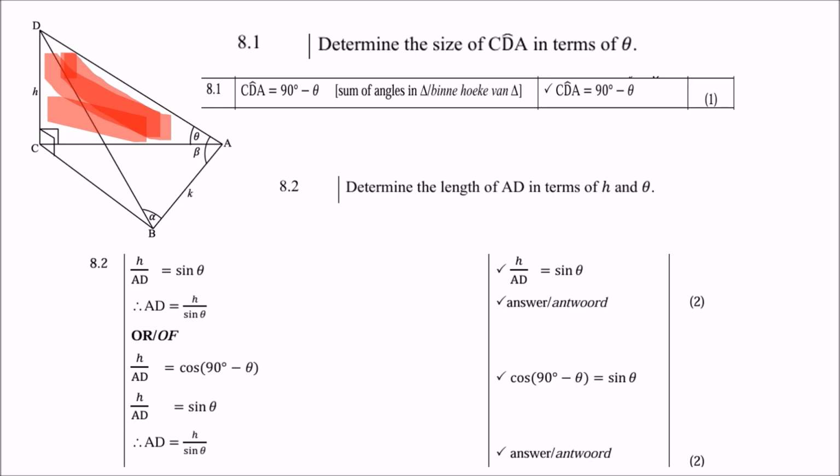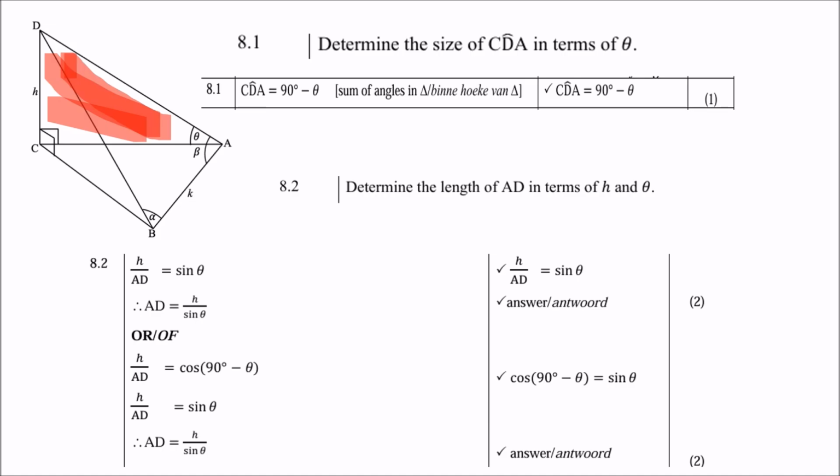So angle CDA, remember the angle C of that triangle is 90. The angle A of the triangle is theta. So sum of the angles of a triangle, then CDA has got to be 90 minus theta.